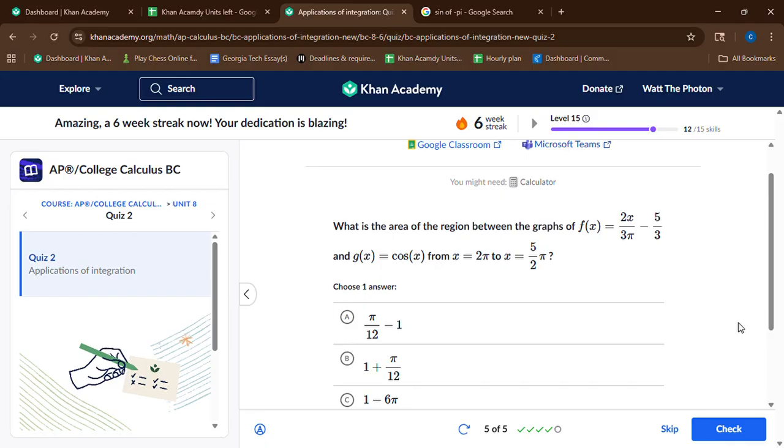So yeah, we'll have it again, I guess. So what is the area of the regions between the graphs of f of x equals 3x over 3 pi minus 5 over 3, and g of x is equal to cosine of x from x equals 2 pi to x equals 5 over 2 pi?